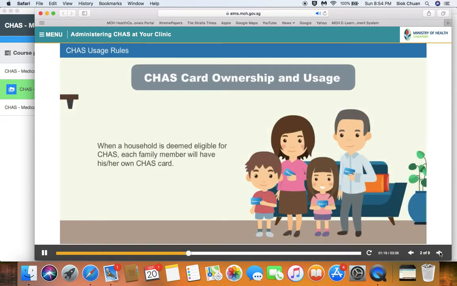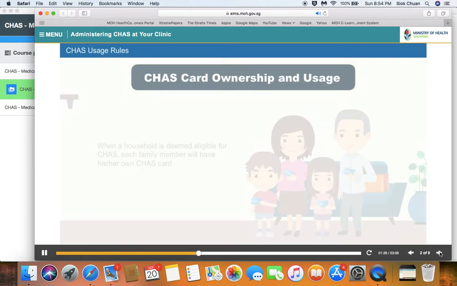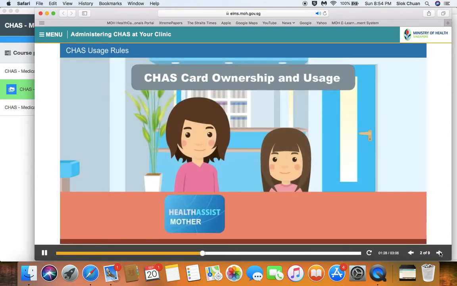When a household is deemed eligible for CHAS, each family member will have his or her own CHAS card. Each member of the household should use their own CHAS card during their visit to the CHAS clinic. Using someone else's CHAS card is not allowed.